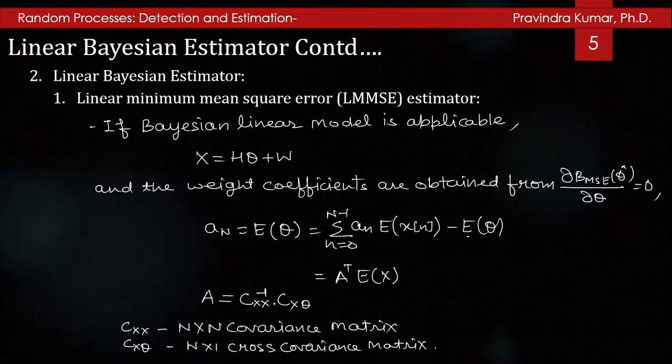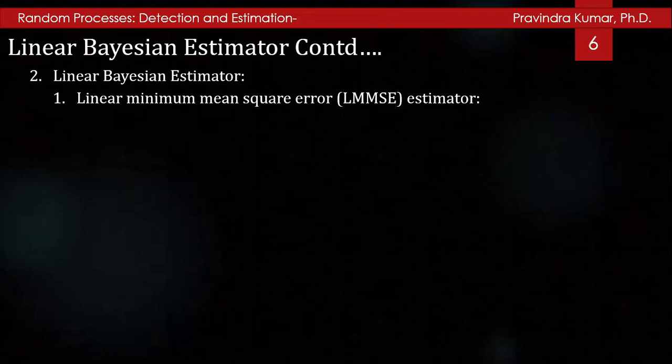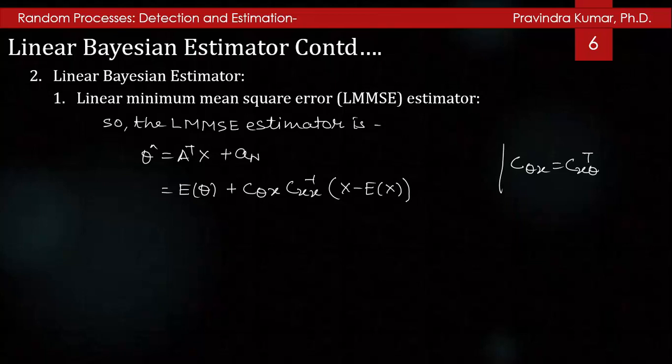where CXX is the N by N covariance matrix and CX theta is the N by 1 cross covariance matrix. So the LMMSE estimator theta cap equals A transpose X plus aN, which equals the expected value of theta plus the cross covariance C theta X times the inverse of the covariance CXX times (X minus the expected value of X). And you know, since C theta X is CX theta transpose, here X and theta are interchanged with the transpose.